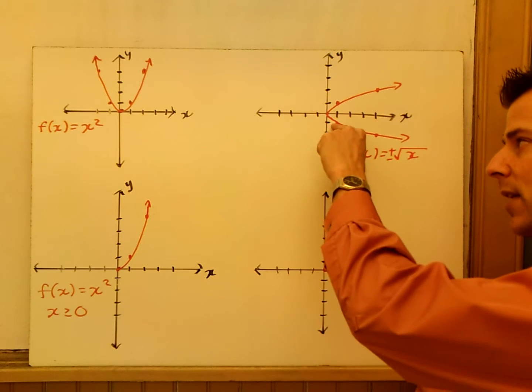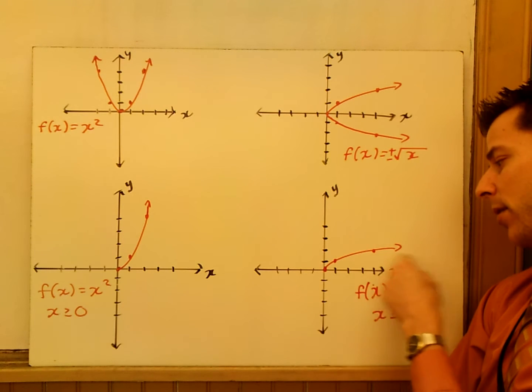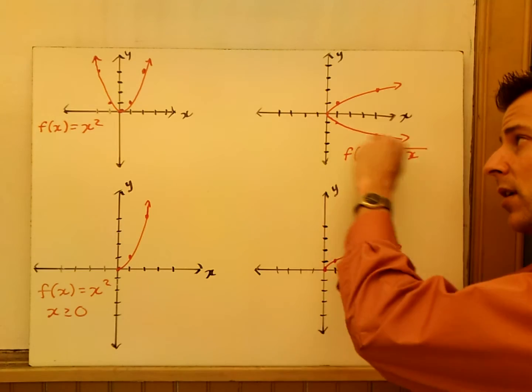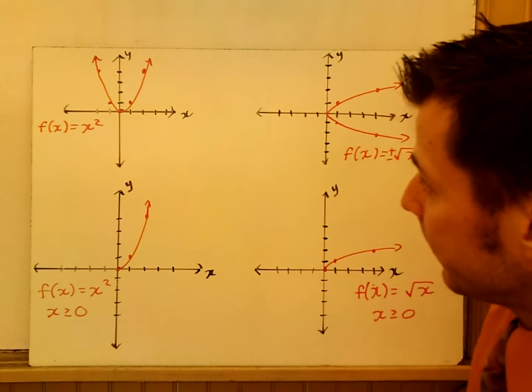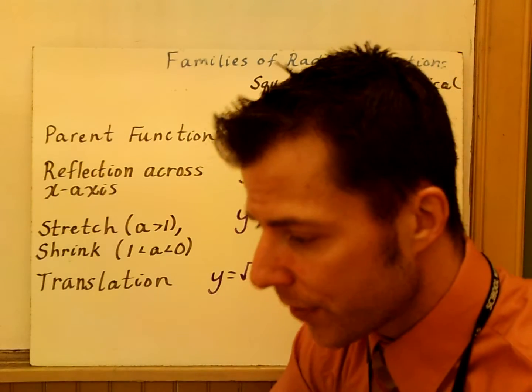That's why you don't see the bottom tail of this when we graph, because they've restricted the domain. We only see that little top part. But that bottom part can also be there; we just restrict the domain. Okay, so a couple things.